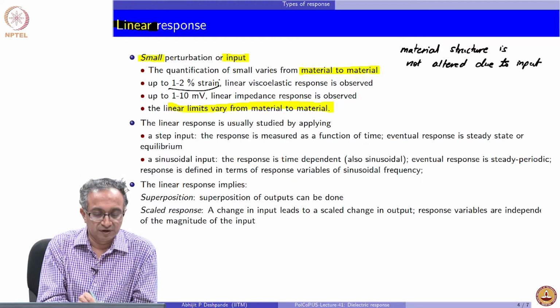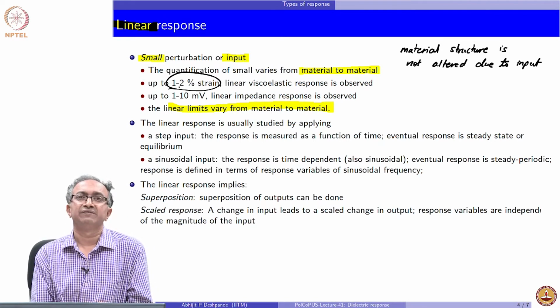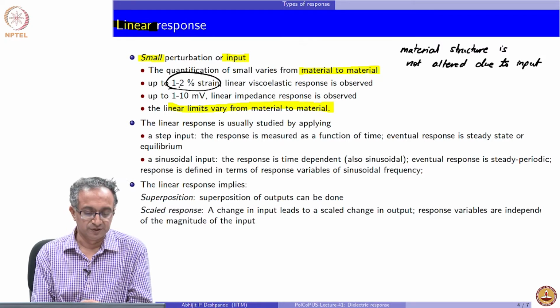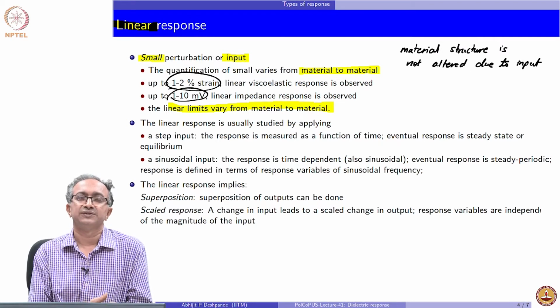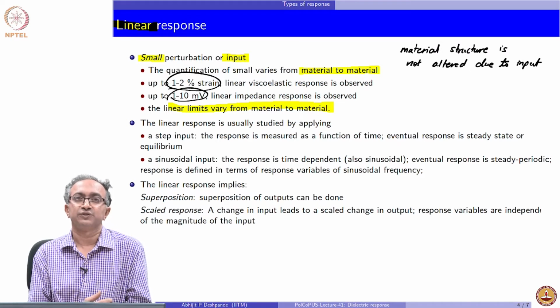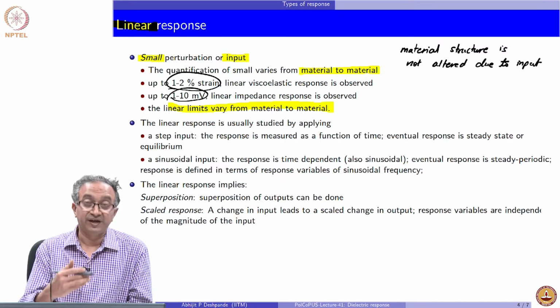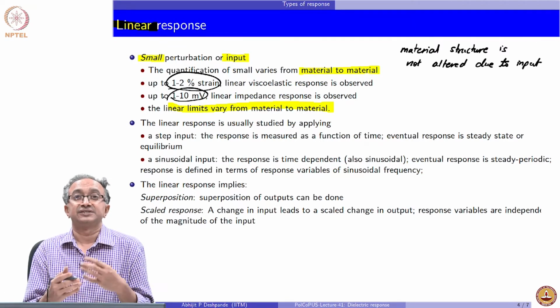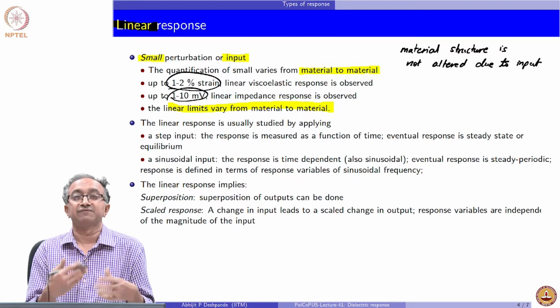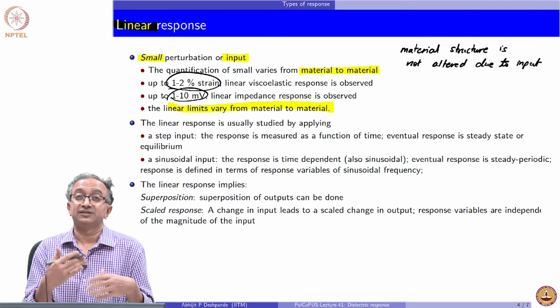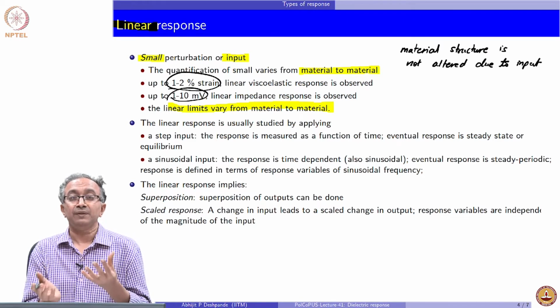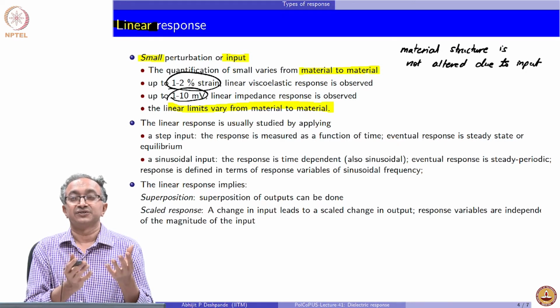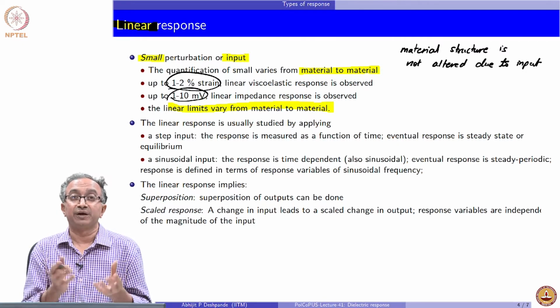Generally though, 1 to 2% strain is usually where linear response is observed. In the electrical domain also, millivolt signals are usually what is there for a linear response to be observed. Anytime we have a higher input than this, that changes the material, and therefore the material structure changes and gives us a response which is an indication of the changed structure of the material. So, there is a very definite structural change that happens which is due to the applied field.